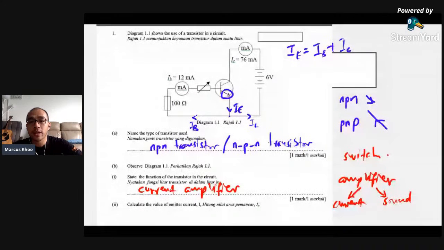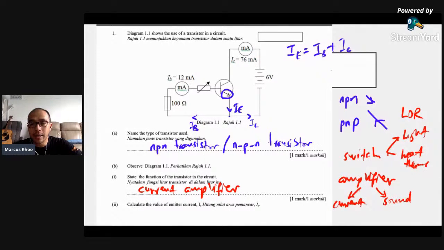Switch yang susah. Okay, because there are two types of switches. One is a light switch, one is a heat switch. Light is LDR, heat is thermistor. Ini kena ingat lah dia punya komponen. Okay, so we will come to that in a while lah.